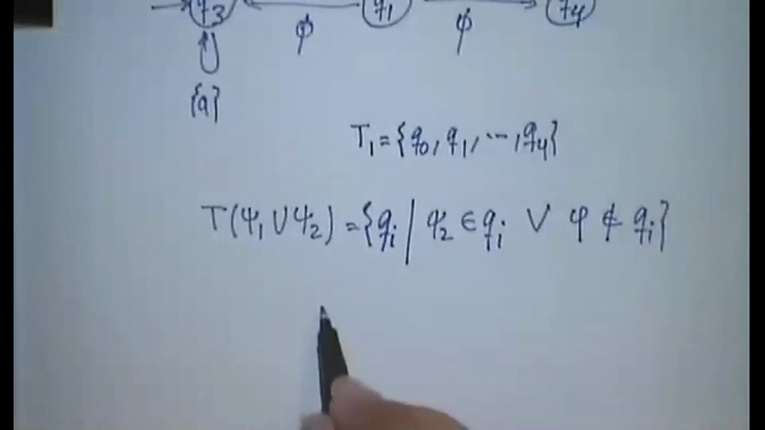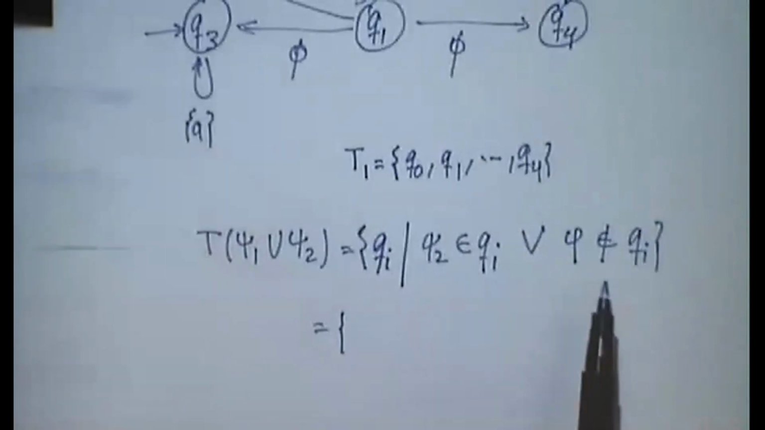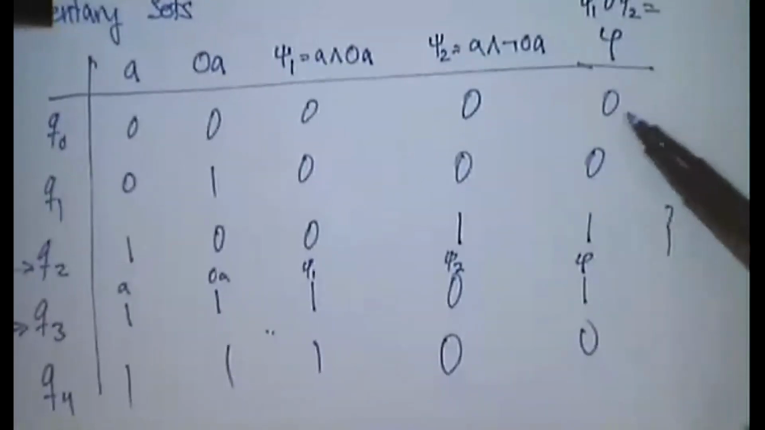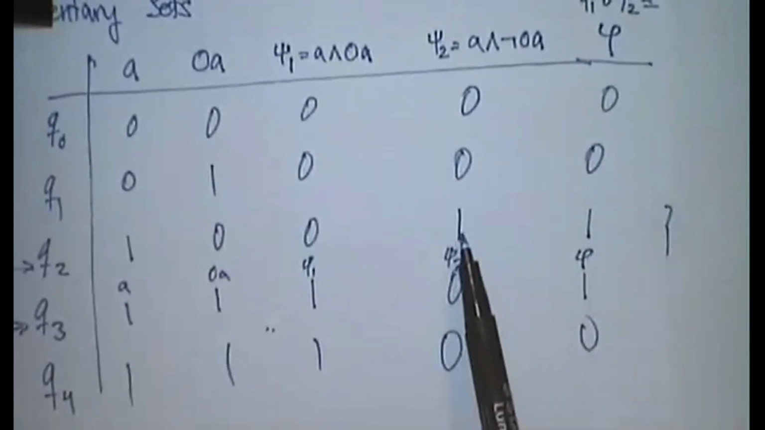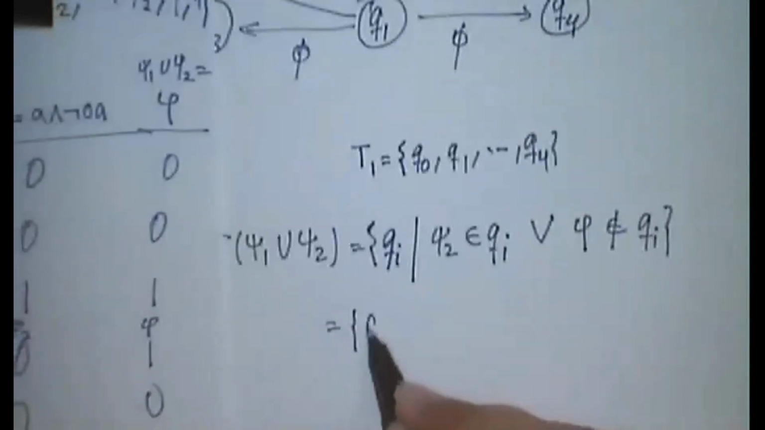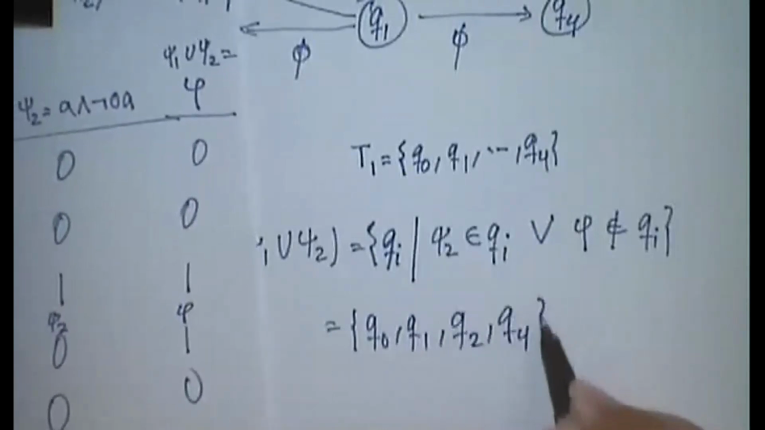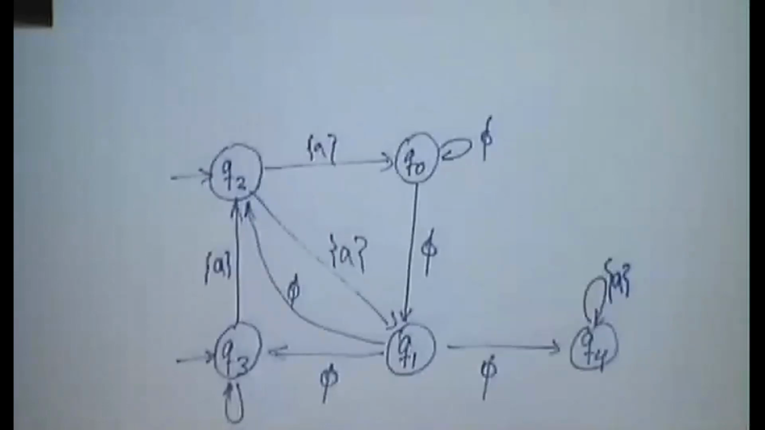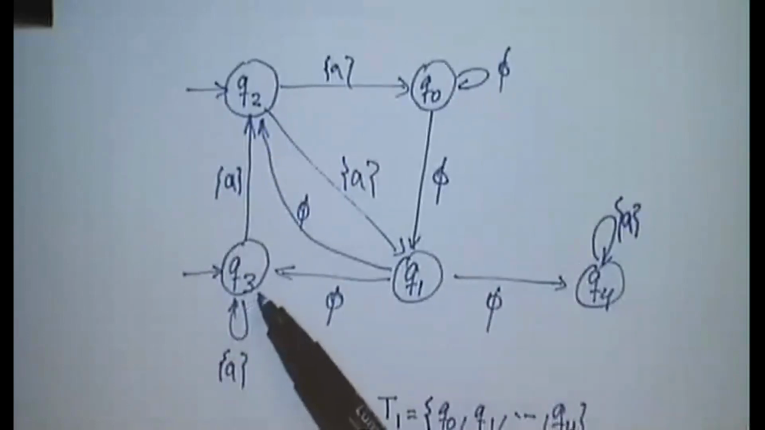Okay, but what is this set exactly? So you should either have psi2 or not have phi. So you don't have phi here, here, and here, and you have psi2 here. So it's everything other than Q3. So it's Q0, Q1, Q2, and Q4. So again, what's the bad case that we are avoiding? The bad case that we are avoiding is that we are in Q3.